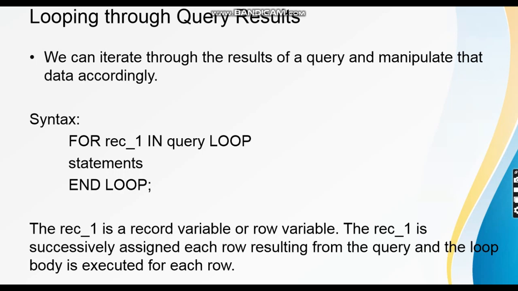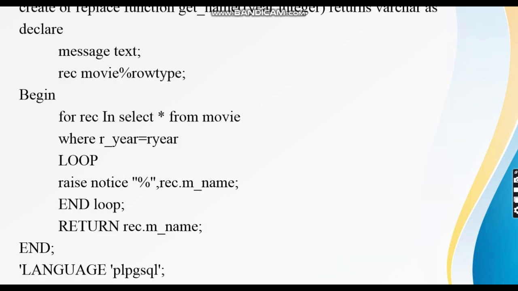And what is rec over here? It is any record variable or row variable. The variable is successively assigned each row resulting from the query, and the loop body is executed for each row. So basically this syntax is used to loop through the query result. We are actually going to work on the query, that means we are going to work on the tables, right? This is the example for it.